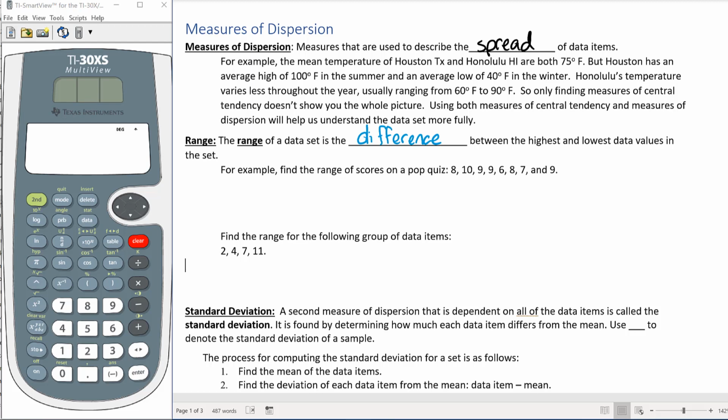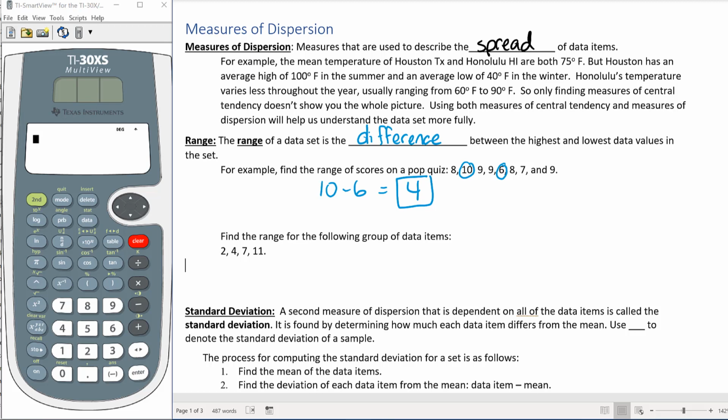For example, we have scores on a pop quiz are 8, 10, 9, 9, 6, 8, 9, and 7. So if I'm going to find the range, I just take the highest, which is 10, minus the lowest number, which is 6, and that gets me 4. So the range is 4. That just tells me the high minus the low is 4, so they're spread out over 4.